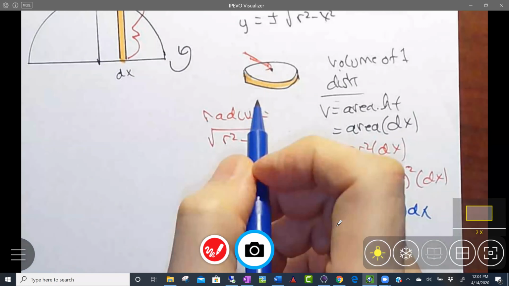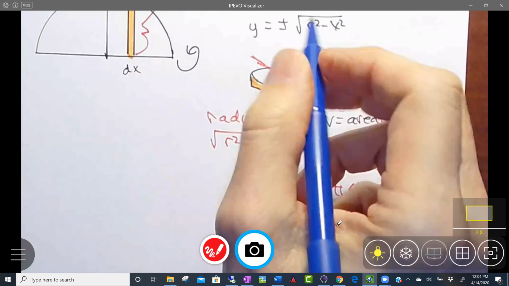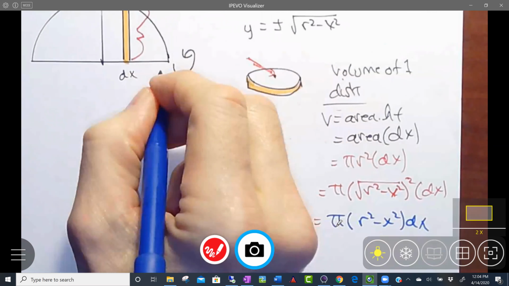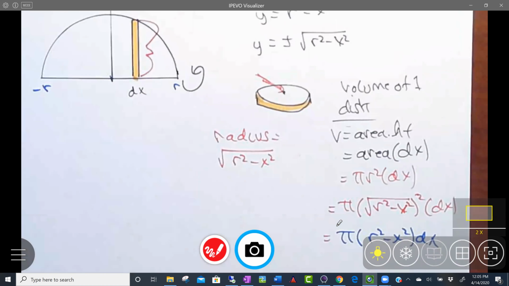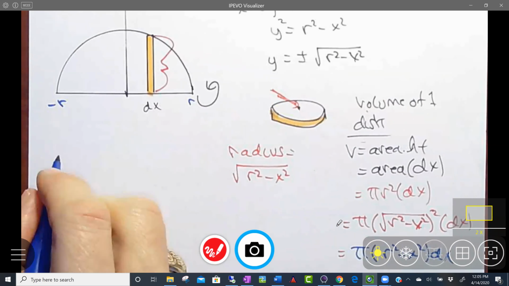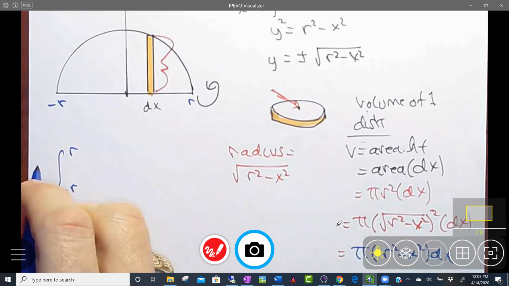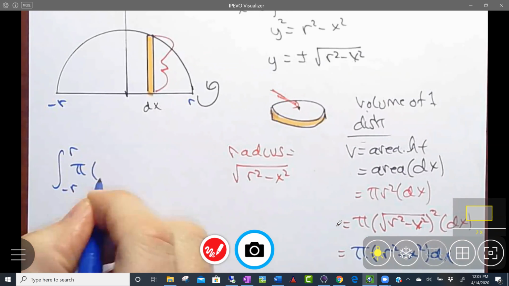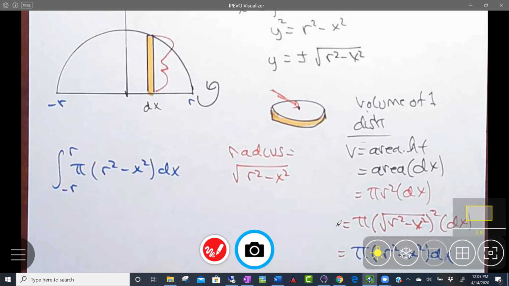But that's just the volume of one disk. I need to add up the volume of all such disks. Because this is a circle of radius r, that's going to be r, and that's going to be negative r. So, looking good there. We can integrate from negative r to r of pi times r squared minus x squared dx.